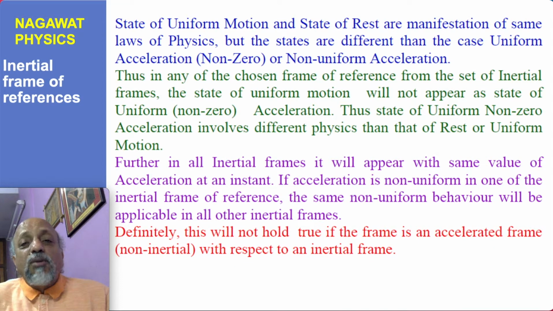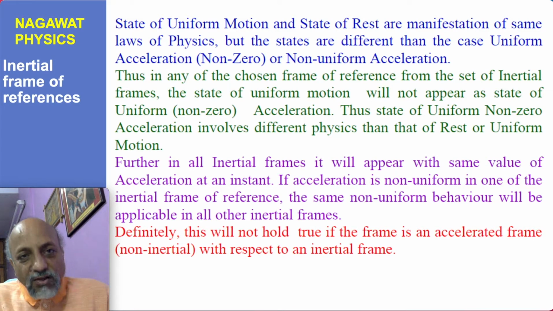The state of uniform motion and the state of rest are manifestations of the same laws of physics, but the states are different from the case of uniform acceleration, which means that the state of uniform motion cannot be transformed into a state of uniform acceleration in another frame of reference. So if something is having uniform acceleration in one inertial frame of reference, it will also be having uniform acceleration in all other inertial frames of reference, because as explained earlier, the acceleration is the same in all inertial frames of reference.